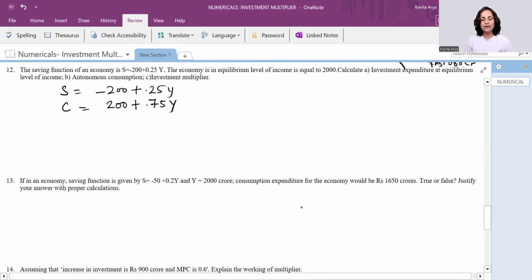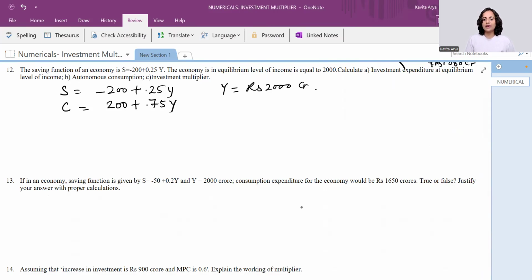We simply take the positive value of this first variable, and 1 minus this value to get MPC. Now, the economy is in equilibrium at an equilibrium level of income of rupees 2000 crore. Calculate the investment expenditure at equilibrium. So we are required to find I, the autonomous consumption C bar, and the investment multiplier K.